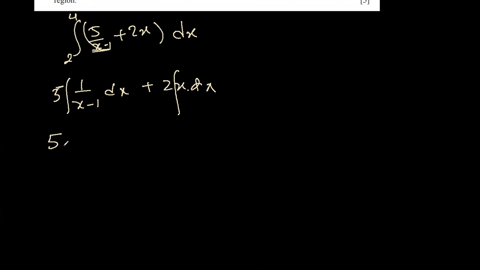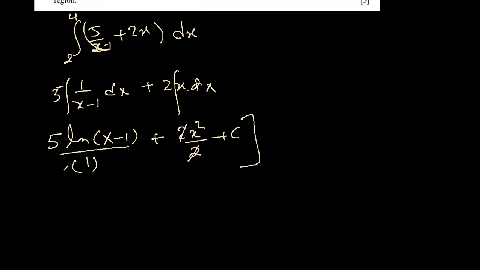The integral of 1 over x minus 1 will be 5 ln x minus 1, divided by the differentiation of what we just converted to ln, which is 1. The differentiation of x minus 1 is just 1. Plus 2x square over 2, 2 and 2 can cancel, plus c, from 2 to 4. Now we bring back the limits, and now just substitute the values and we'll get it.